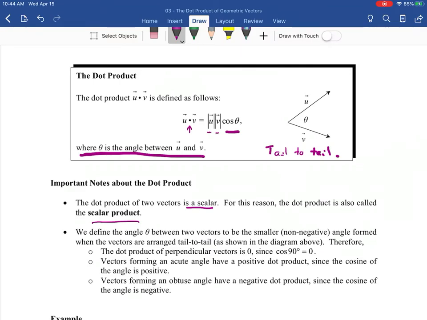Now we define the angle between the two vectors to be the smaller angle formed when two vectors are arranged tail to tail. By smaller, we mean we don't want this. We want this angle in here. We don't want to go all the way around.